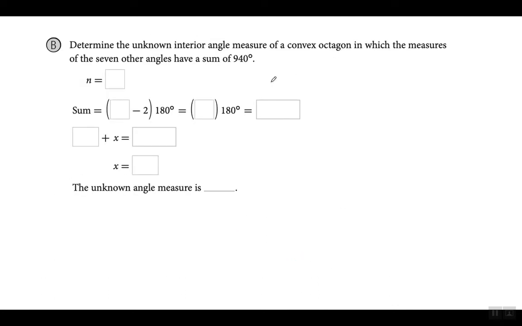Alright, let's look at another example here. Determine the unknown interior angle measure of a convex octagon. An octagon has 8 sides, in which the measures of the 7 other angles have a sum of 940. Alright, so let me walk you through this. Let me read this in Spanish.